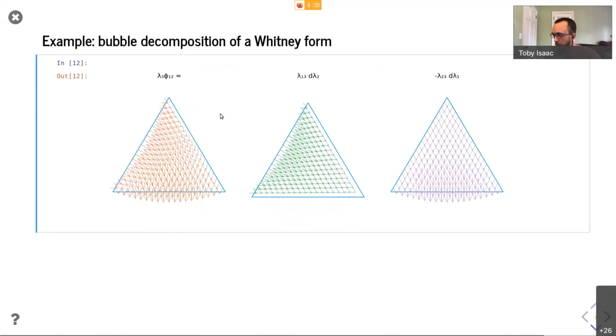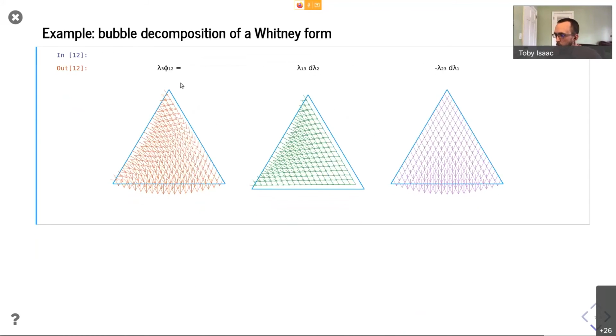So just to show what I mean, here we have a bubble Whitney form. So it's trace-free, even though it has perpendicular traces. The bubble decomposition would break it down into one which has all of the perpendicular trace on this edge, and one which has all of the perpendicular trace on this edge. So that's basically what's going on here.